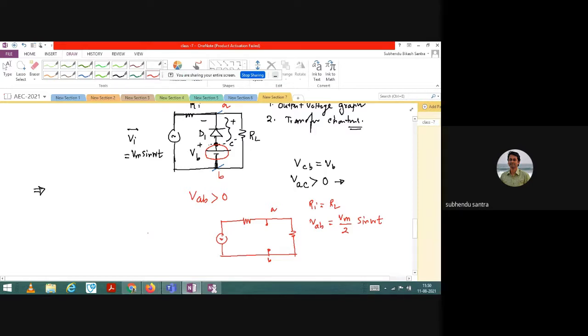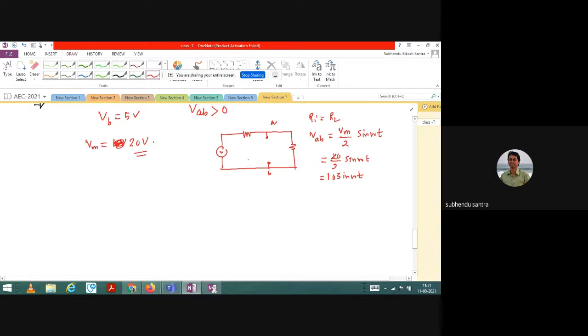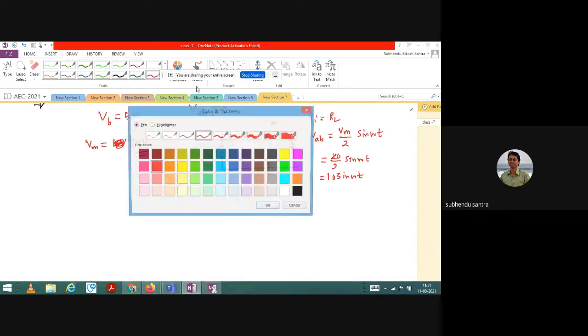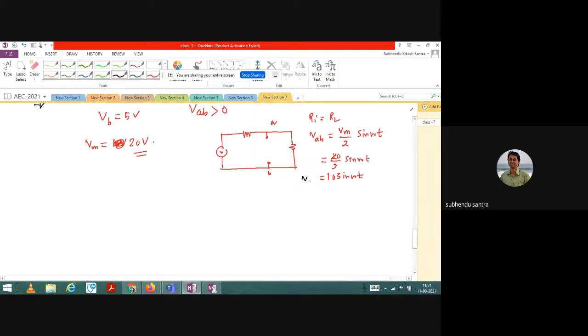And let it be very realistic, so let us put in values so that you can understand. VB equal to, let us say, 5 volt, and VM equals 20 volt. So VAB, what will you get? 20 by 2 sine of omega t, so 10 sine omega t. This voltage is the second step. You are getting VAB equals 10 sine of omega t.